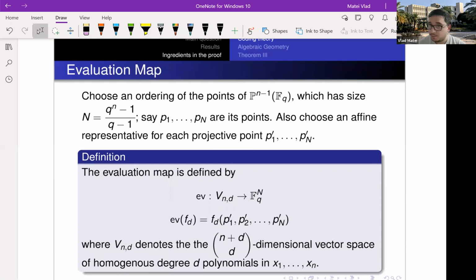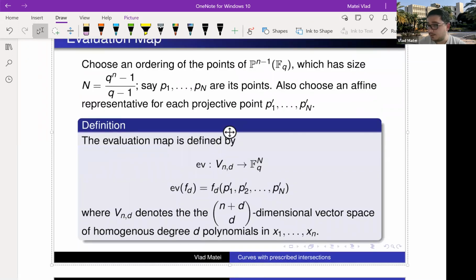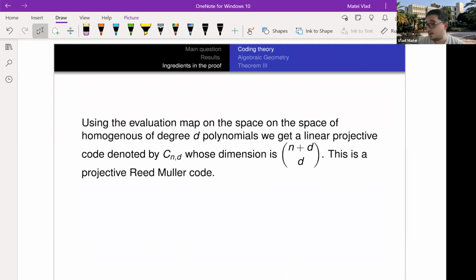Well, you just take all the points in your projective space and you choose some affine representatives for them, and just take this map from this space of polynomials to F_q^n, where n is the appropriate dimension, and you just evaluate at every point. So you take your polynomial, just evaluate it at every point. You're going to get this vector in this huge space, and that's going to give you some code by this procedure. Okay, so you get some code and you have some dimension for it, and it's a very special type of code. So people in coding theory call these projective Reed-Muller codes.